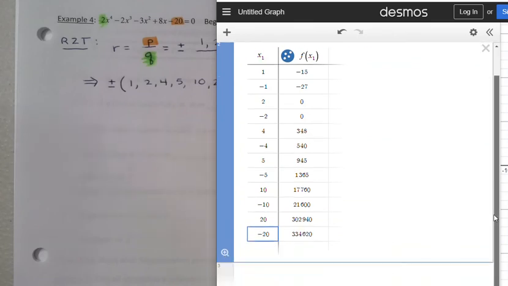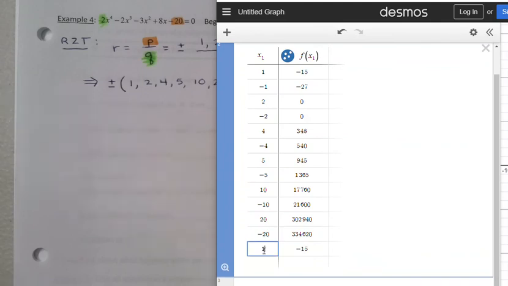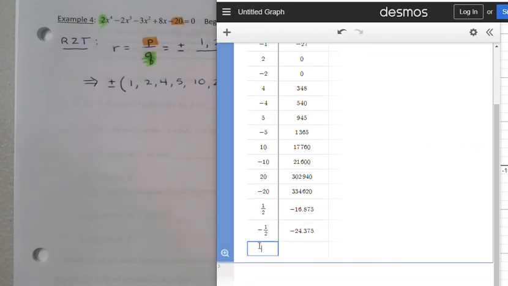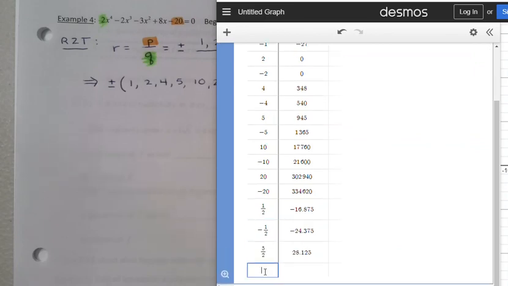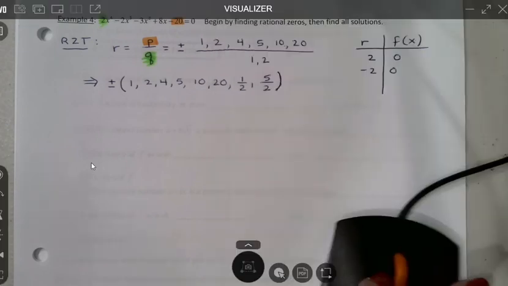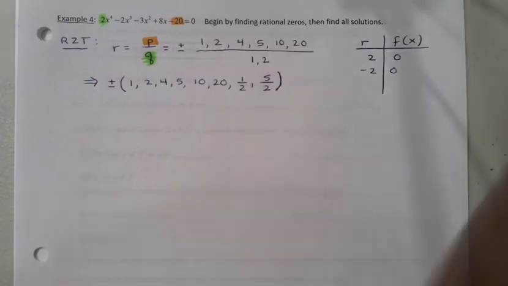All right, let's try the fractions. 1/2. No more zeros. And then how about the 5/2? Nothing there. So the only 2 zeros I found up here were +2 and -2. And there they are.